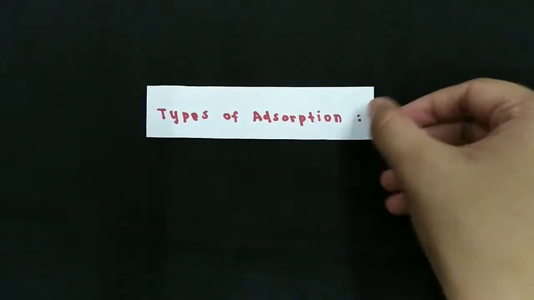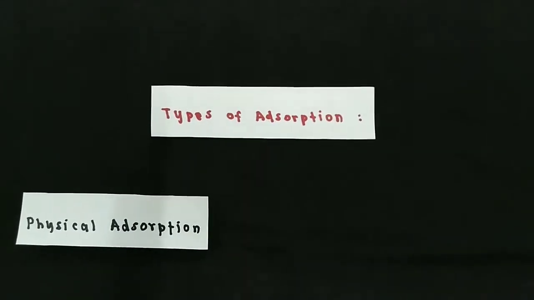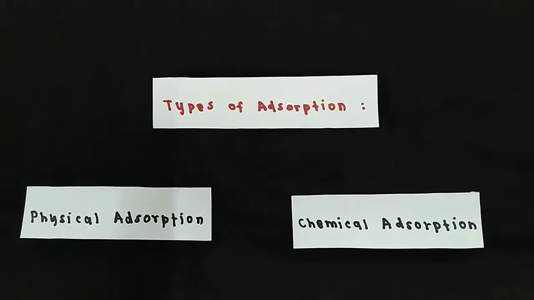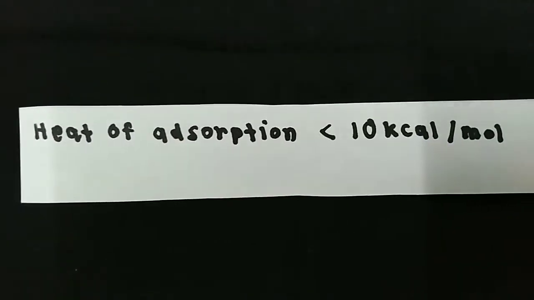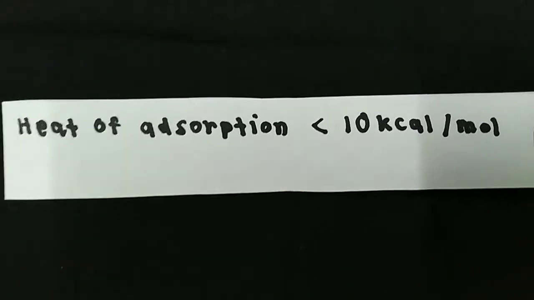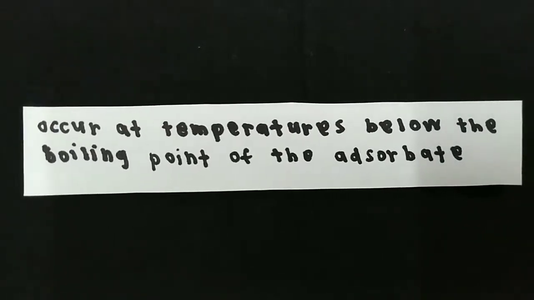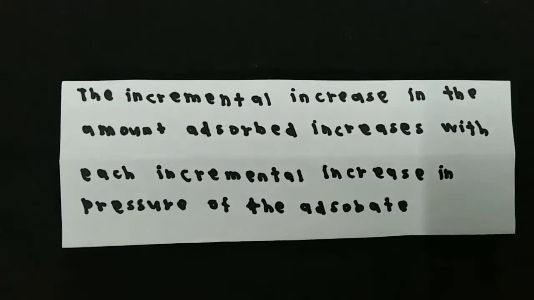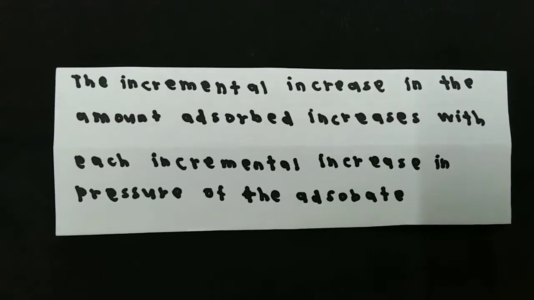There are 2 types of adsorption: physical adsorption and chemical adsorption. Physical adsorption: heat of adsorption less than 10 kilocalorie per mole. Occurs at temperatures below the boiling point of the adsorbate. The incremental increase in the amount adsorbed increases with each incremental increase in pressure of the adsorbate.